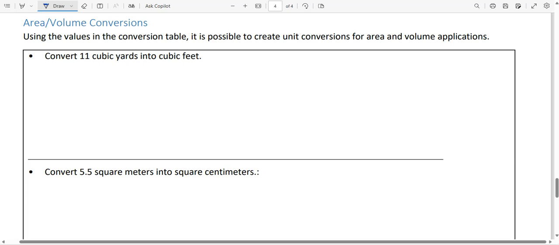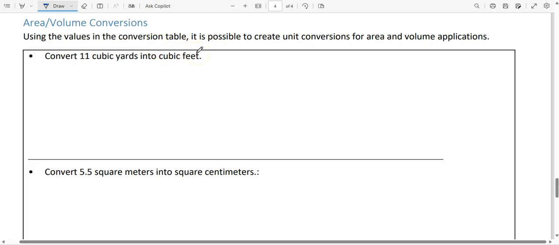All right, let's take a look at area and volume conversions. So we have values in the conversion table, but we don't necessarily have the values to convert certain areas and volumes. For example, here we have 11 cubic yards. We want to convert it into cubic feet.